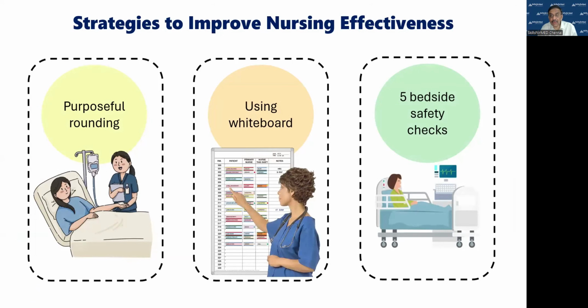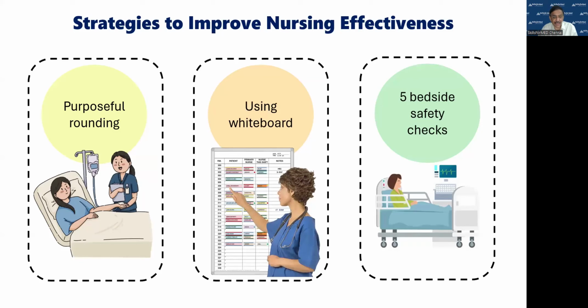Now, this is what was promised in the webinar announcement. The 3 strategies to improve the effectiveness of nursing rounds. One is what is known as purposeful rounding. The second is using a whiteboard in the patient's room. And the third is doing the 5 bedside safety checks. These are the 5 essential bedside safety checks.